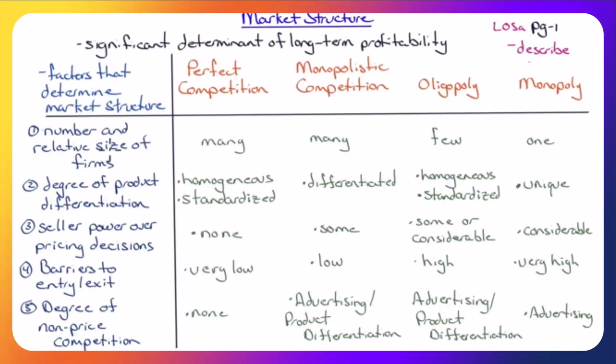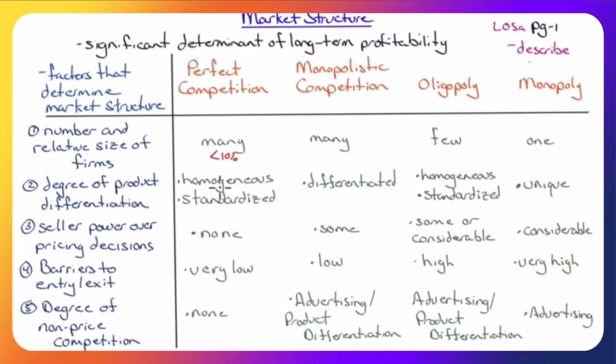Number 1, the number and relative size of firms. There are many firms, and I should add to this, it's not just that there are many firms, it's that no one firm has any significant control of the market. Typically, we say that out of all these many firms, there is not one single firm with more than 10% of the market. So all of them have less than 10% of the market, which means no one firm is big enough to move the price. The degree of product differentiation in perfect competition, you have homogeneous products, very standardized products. This is typical of most commodity markets.